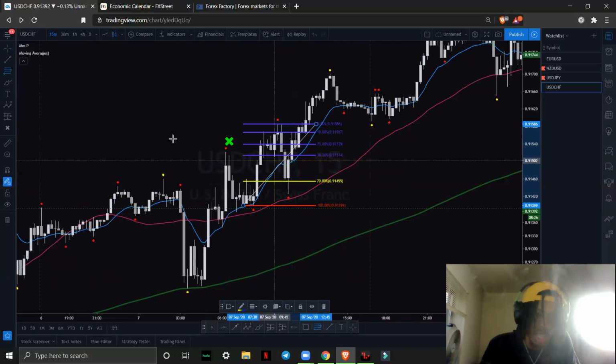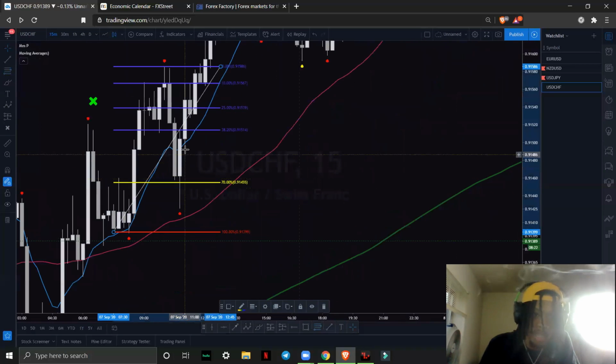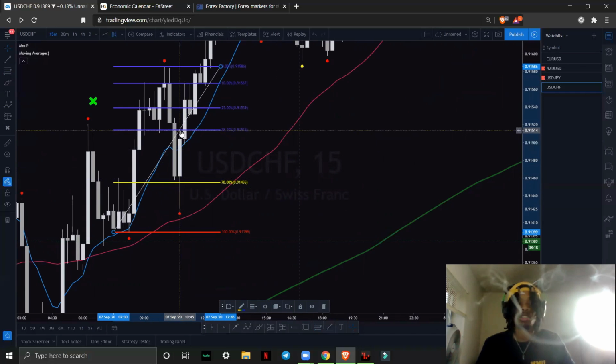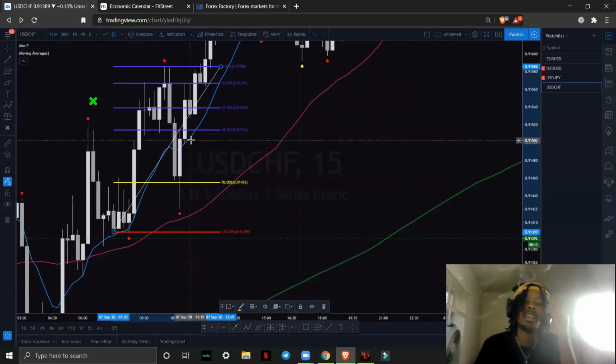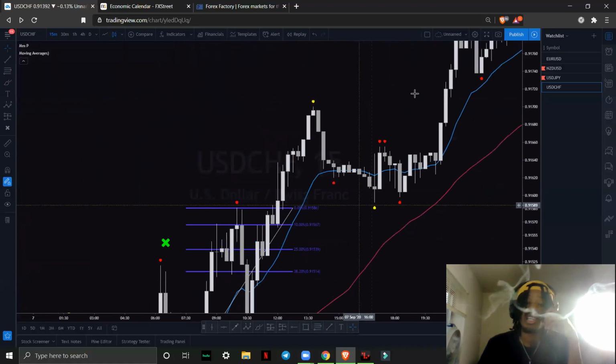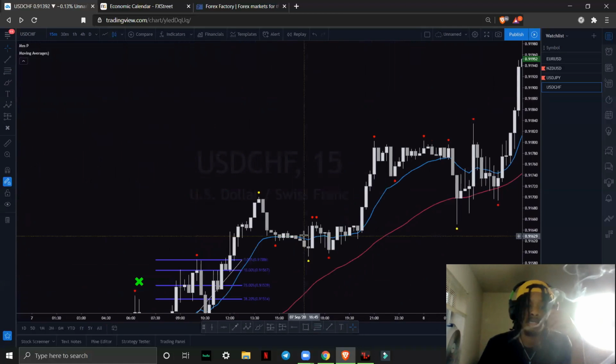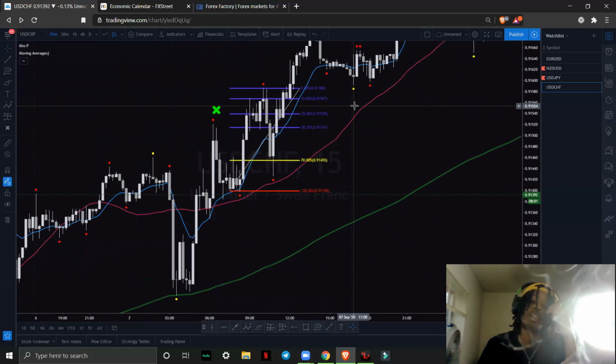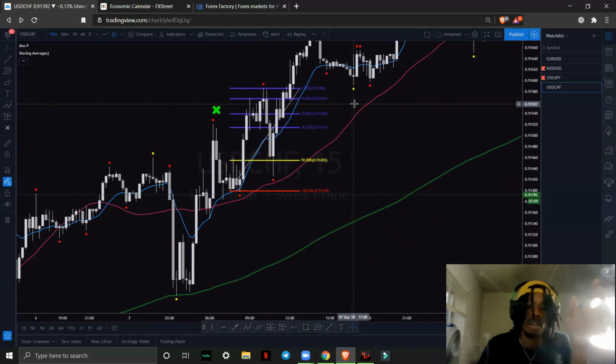It touched the 38. Now you see how it bounced off the 38. I'm telling you, the 38 is very important. It literally touched the 38, made a little wick. You would have closed some positions right there, and moved your stop loss to break even. Boom, it's gonna be right here. You don't lose anything. Either you take it to the 1 or 2, or you just let it run and see what happens. It's up to you, man. Either way, you're in a risk-free trade, beautiful trade.